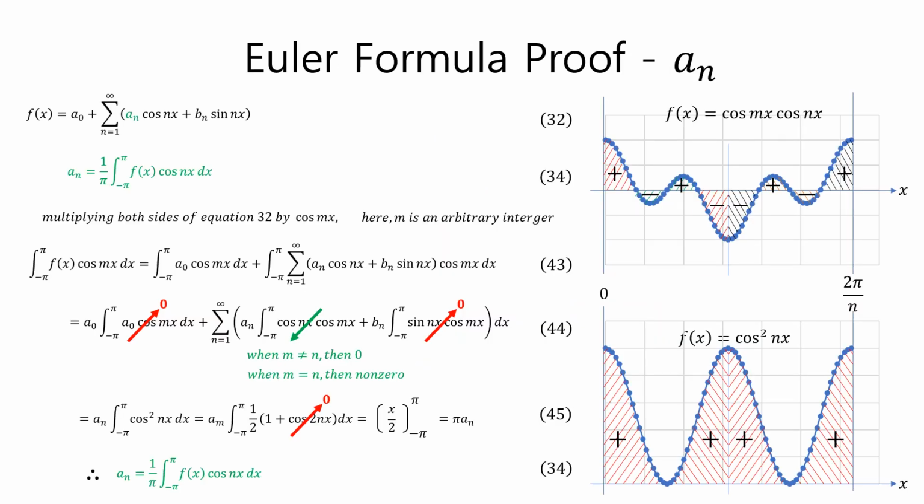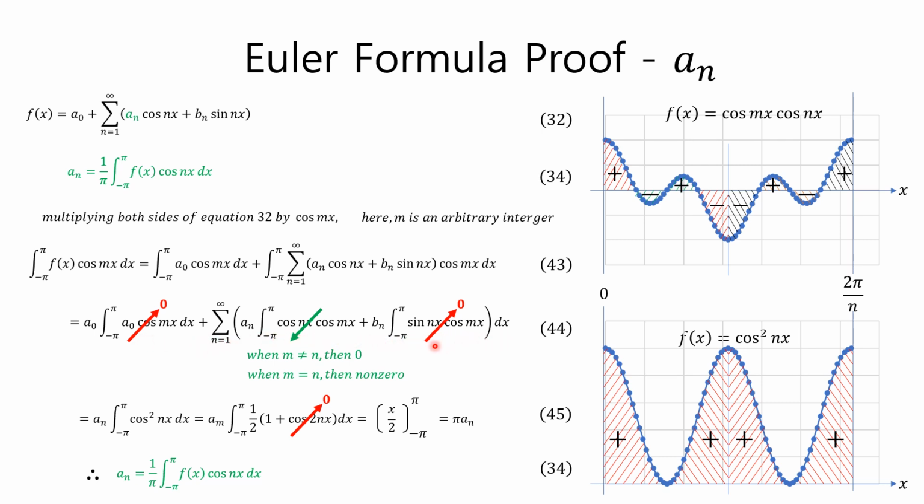Next, let us prove Euler's formula for an, which is the coefficient of the cosine function. Equation 43 can be obtained by multiplying both sides of equation 32 obtained previously by cosine mx and integrating both sides from minus pi to plus pi respectively. By rearranging the integral function and sigma function in equation 43, it can be expressed as equation 44.